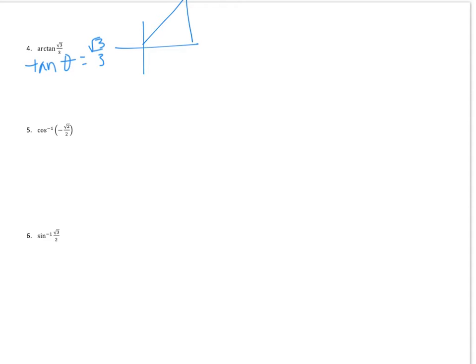Now, to get my opposite over adjacent, we know we're talking about common angles. So really, as long as I know this is not a 45, 45, 90, I've got two choices for this opposite side. It could be 1/2. It could be radical 3 over 2. Same with the adjacent side. So let's just pick one. Let's say the opposite side is radical 3 over 2, which means my adjacent side is 1/2.